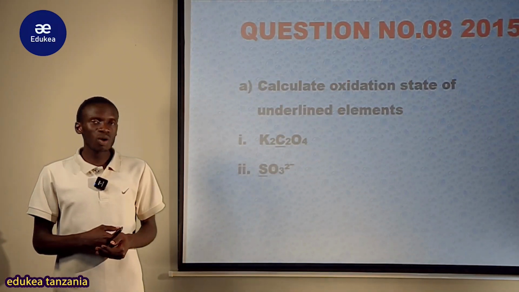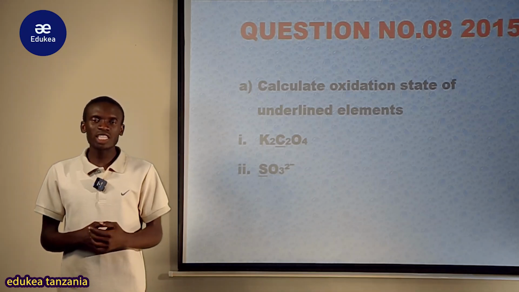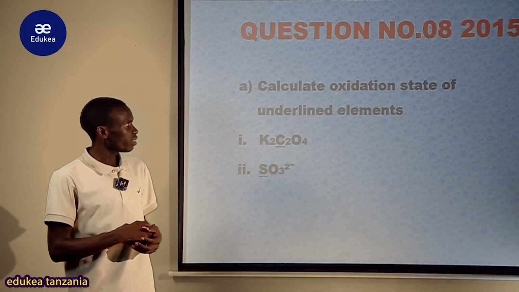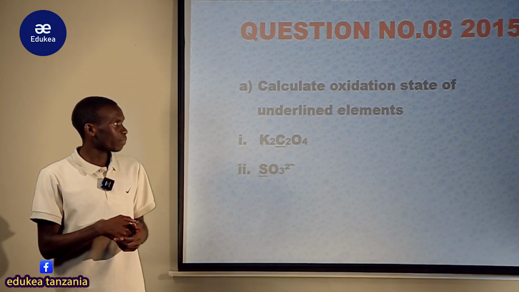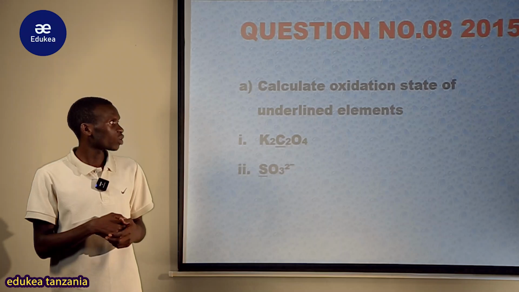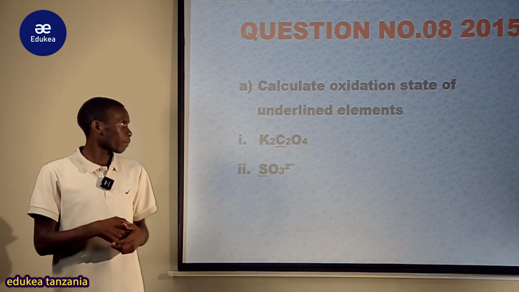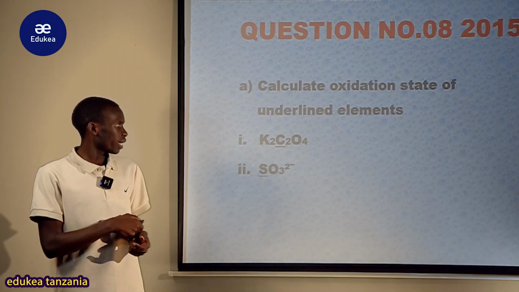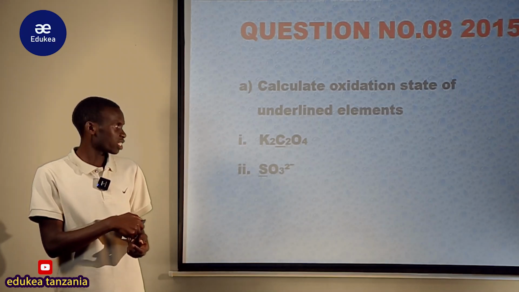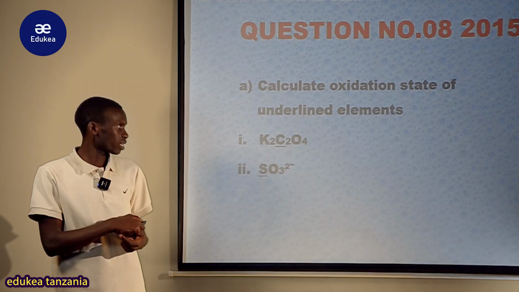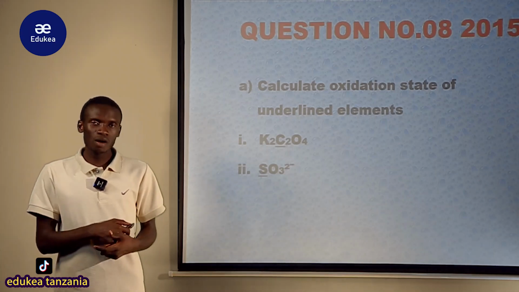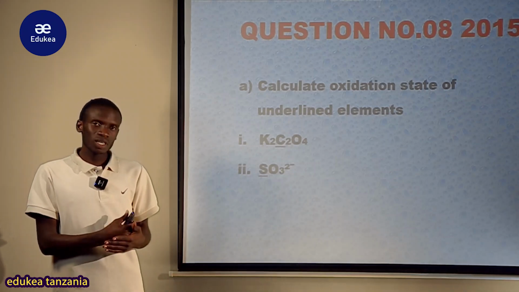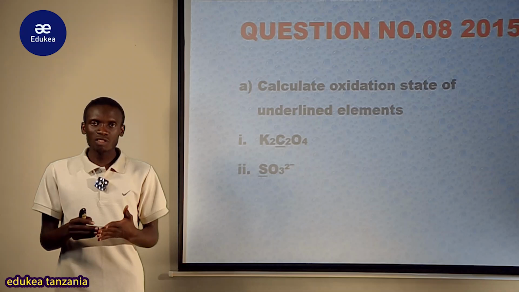And in this session, we are going to talk about question number 8 of 2015. This question was: calculate the oxidation state of the underlined element. There is potassium oxalate, and the sulfur in the sulfite ion, SO3 2-. This was the question. So from this question, a student was supposed to know about the oxidation state.